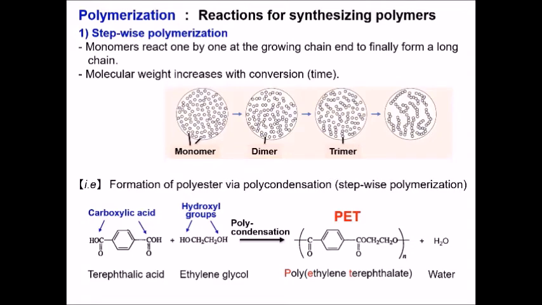When we remove a water molecule from these two molecules, then we get an ester linkage, an ester compound. Such a reaction is called a condensation reaction. And if such a reaction repeatedly occurs at the other ends, finally we get the polymer form, polyethylene terephthalate, PET. As in this case, monomers react one by one at the growing end and finally form a long polymer chain. So that is why molecular weight increases with the conversion.